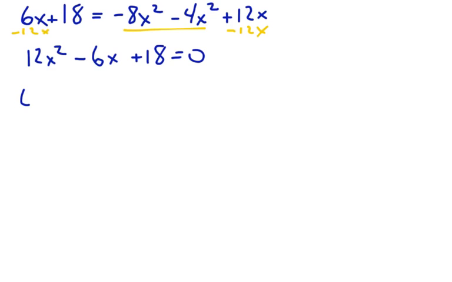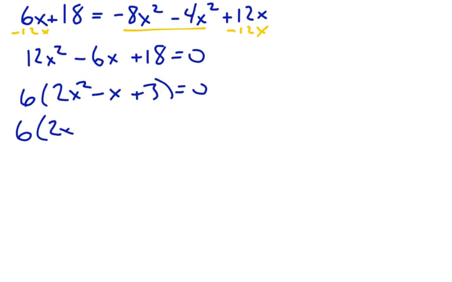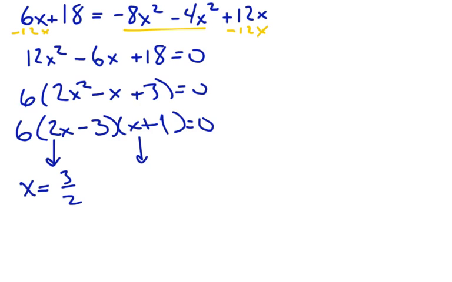A nice quadratic that we get to go ahead and solve. So first, probably factor out the 6. 2x squared minus x plus 3. And then factor that. So we will need 1, so maybe minus 3x plus 2x. And now we can see our two solutions from here. X equals 3 halves. And from this one, x equals negative 1. But we still need to check it.